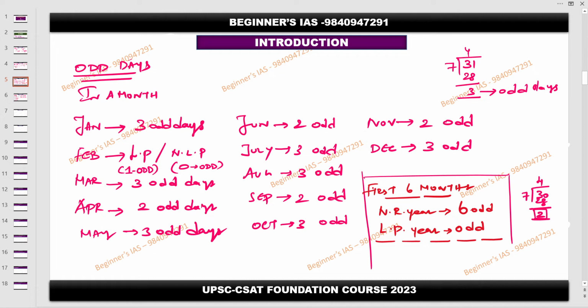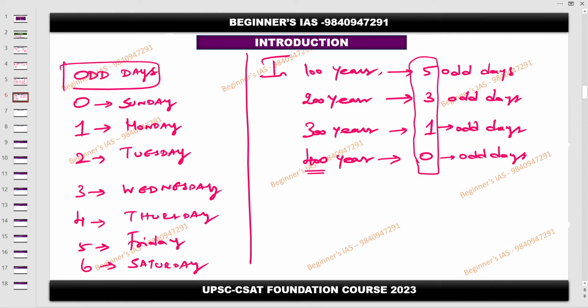So like this, you need to keep some simple things in your mind. The first 6 months of a normal year contain 6 odd days, therefore a leap year contains 0 odd days. Like that, you split the first 3 months, first 6 months, and then first 9 months.